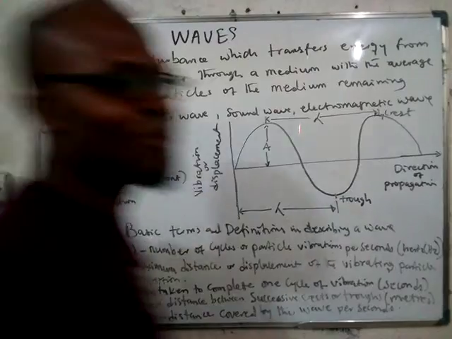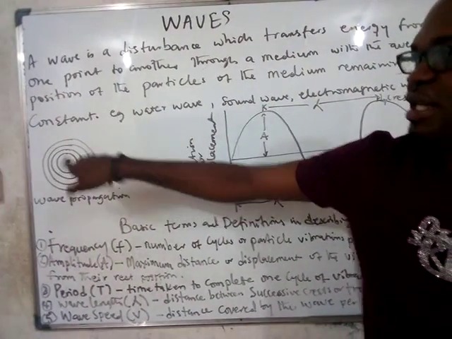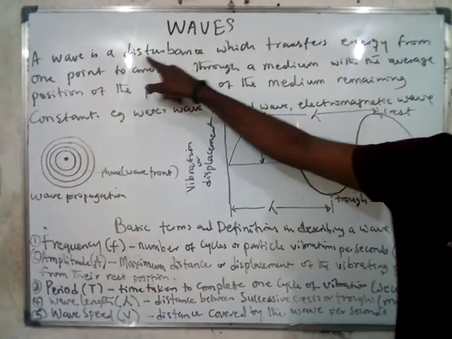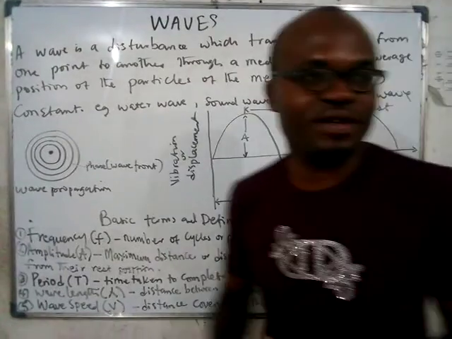So where can we see wave? We can see wave in water wave, like I said, when you drop something. That thing you drop is the what? Disturbance. You can also have sound wave, electromagnetic wave and other forms of wave.